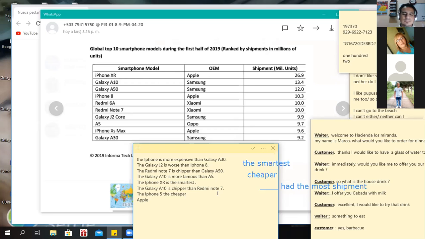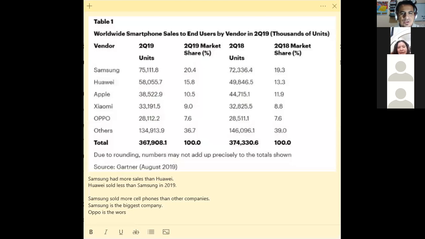Okay, also the Oppo sign has, in that case, the most. Es un extremo. ¿Dónde está el otro extremo? Decir the least, remember? The least, ¿va? Okay. The least. The Samsung. Okay, sí, very good. ¿Y la E? ¿La E después de la S? Is the worst company.